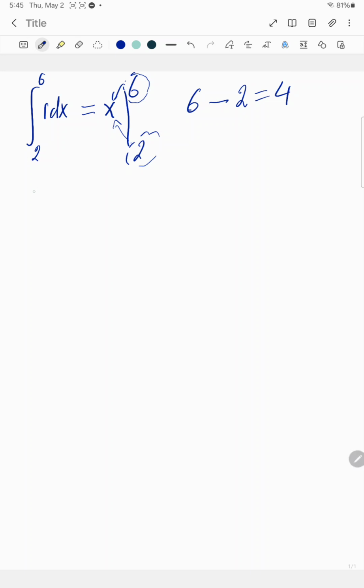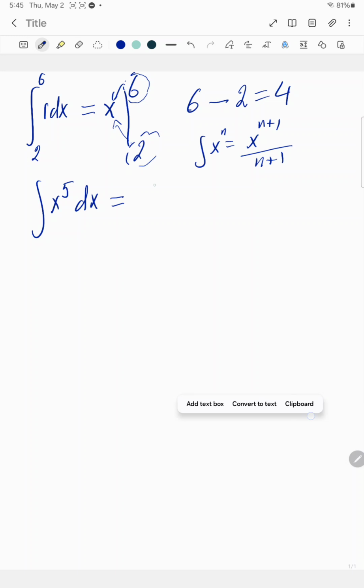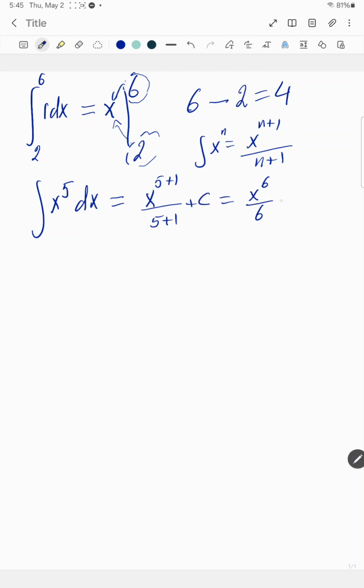Let's do example number 2: integral of x^5 dx. Here I don't have boundaries. It was my third formula: when I have the integral of x to the power of n, it becomes x to the power n plus 1 divided by n plus 1. Here my 5 is my n, so it becomes x to the power 5 plus 1 divided by 5 plus 1, plus c. It's equal to x to the power of 6 divided by 6 plus c.